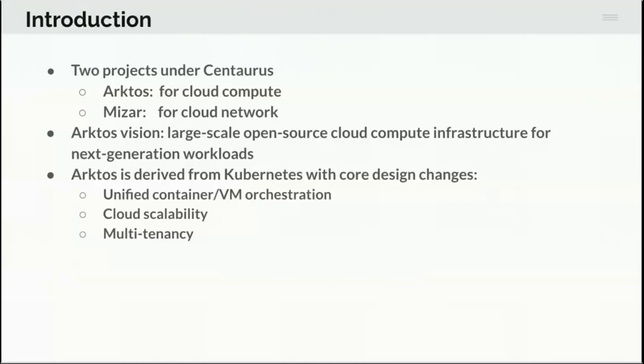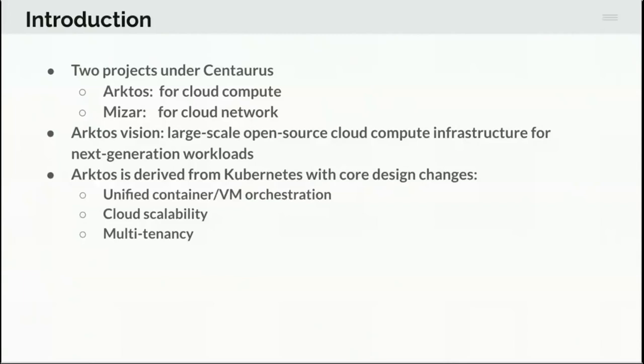Why do we want to start Arctos? Arctos' vision is a large-scale open-source cloud infrastructure for next-generation workloads. When we talk about next-generation infrastructure or next-generation workloads, the way we think of it is, if we look at it from application perspective, these applications are not only VMs, they are also containers, functions, and lots of them will be AI-driven applications. And if we look at the infrastructure, it is not only about the cloud data centers, it's also about edge sites and 5G, etc. And combining these two different perspectives, Arctos wants to build a next-generation cloud infrastructure with built-in optimizations for these new workload types and leverage this new infrastructure better.